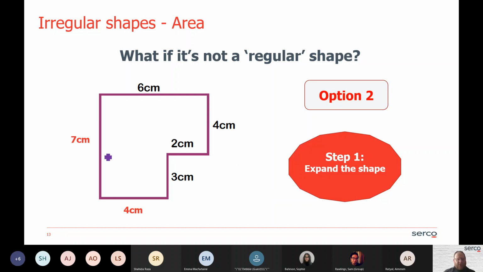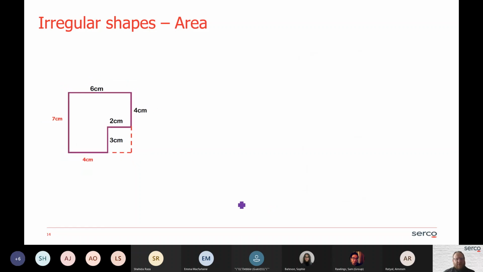So rather than splitting our shape in half down here as I did, we're going to do the opposite. And we're actually going to expand the shape. And so if I draw dotted lines up there and dotted line up there, I've now got a full rectangle all the way around the outside here. And I know my measurements because I've got 7 on one side and 6 on the other. So I know my measurements of the full square, full rectangle, sorry.